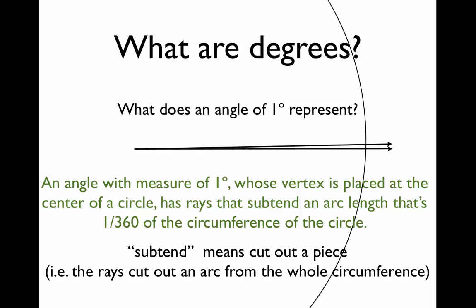So 360 was a man-made choice, okay? A man-made choice. And so when you think of degrees now, you think of them as cutting off some percent or fraction of the circular arc length if you broke the arc length up into 360 equal pieces. Okay.